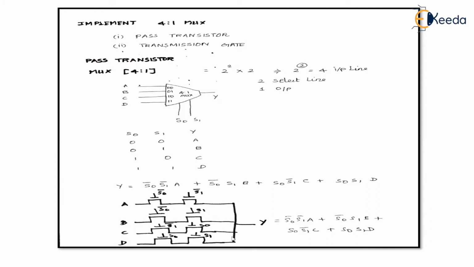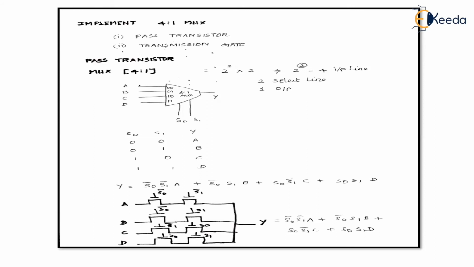Now again I will be repeating for the data C. What is C? What are the two more literals there? S0 into S1 bar. I have just written S1 bar for your understanding purpose, because I can write S0 first and S1 bar second, or S1 bar and S0. Both are the same because we are just adding all these terms. So S1 bar into S0 into C will give you the third term.